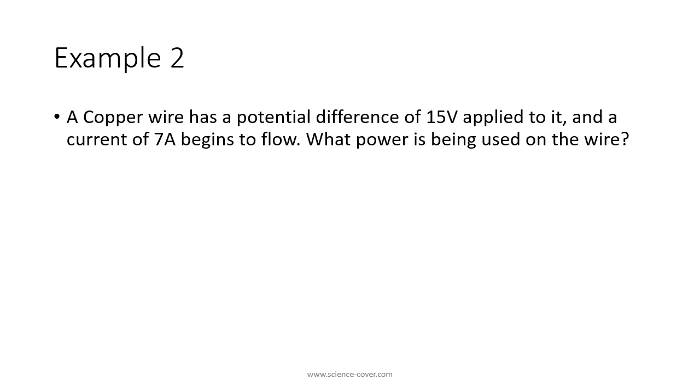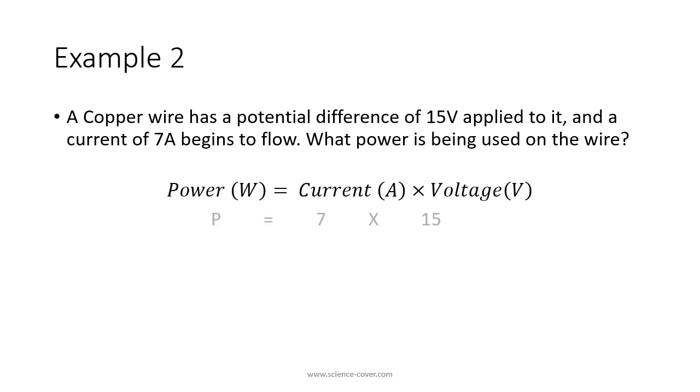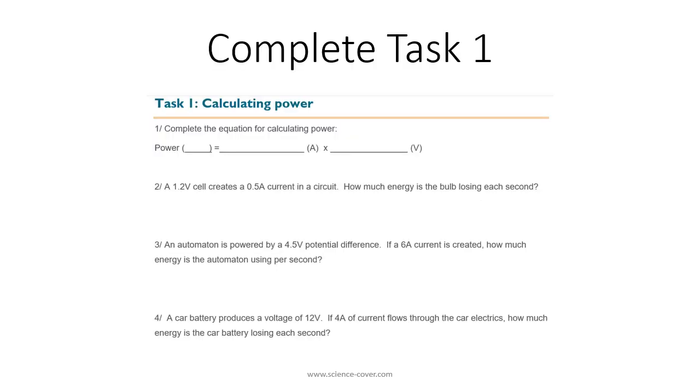Here's another example. A copper wire has a potential difference of 15 volts applied to it and a current of 7 amps begins to flow. What power is being used on the wire? Well, again, we can use the current multiplied by the voltage. The current this time is 7 amps and the voltage we're given is 15 volts. If we multiply 7 by 15, we get 105. So the power must be 105 watts. Now pause the video and complete task 1.